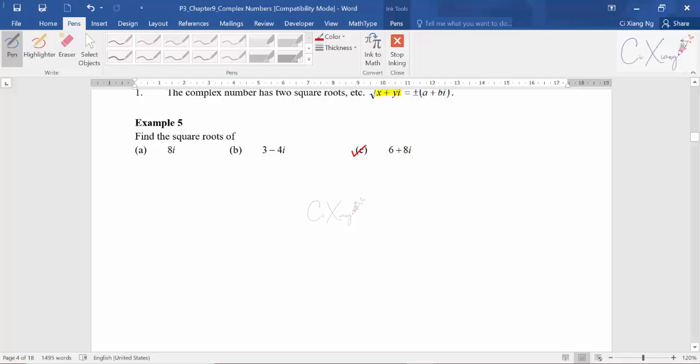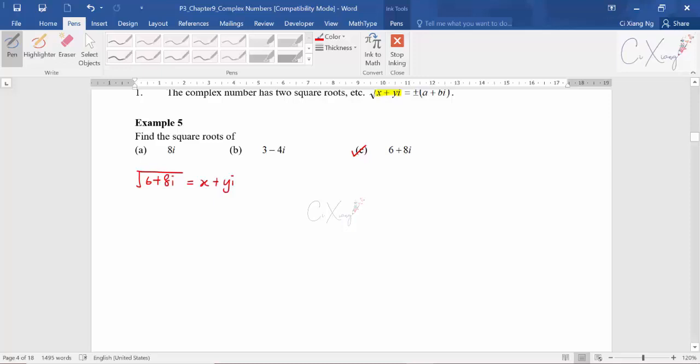Every time they want you to find the square root of a complex number, like here, they want you to find the square root of 6 plus 8i, you take the square root of 6 plus 8i and let it equal x plus yi, because you know that the square root of a complex number is still a complex number. I want to know the value of x and the value of y. From there, you will be able to get the square root of the complex number. This is the first step. You always start like this.